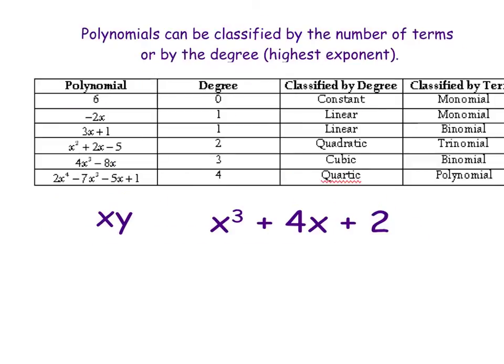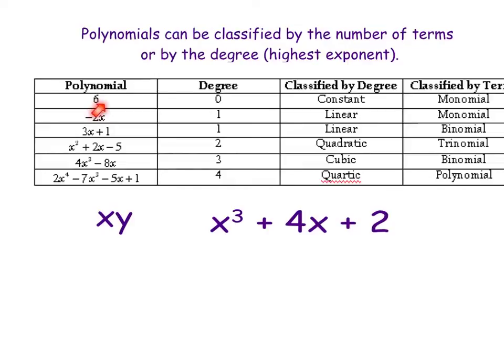Polynomials can be classified in 2 different ways: the number of terms, so monomial, binomial, trinomial, polynomial, or by the degree. The degree is the highest exponent. So if I look at these, I can classify it by degree or by the number of terms. You will have to do this, so make sure you have these memorized. So the degree just tells us the highest exponent. And then I'll talk a little bit more about this in just a moment.